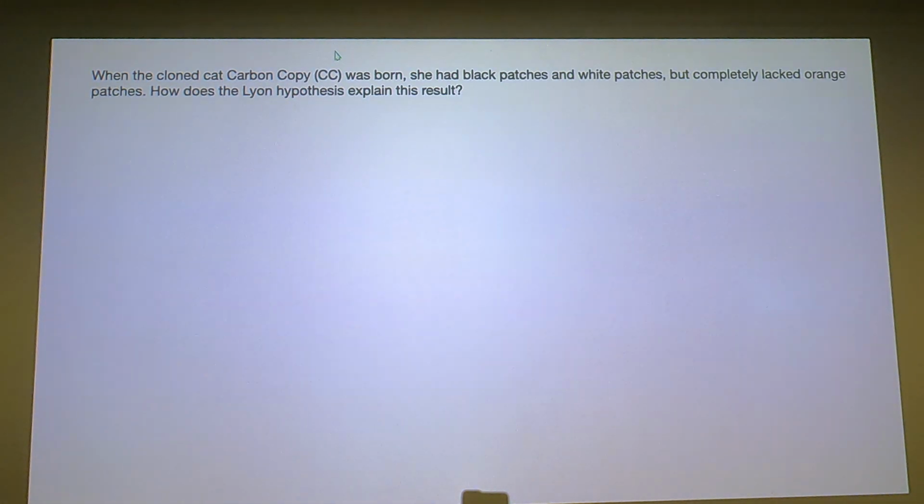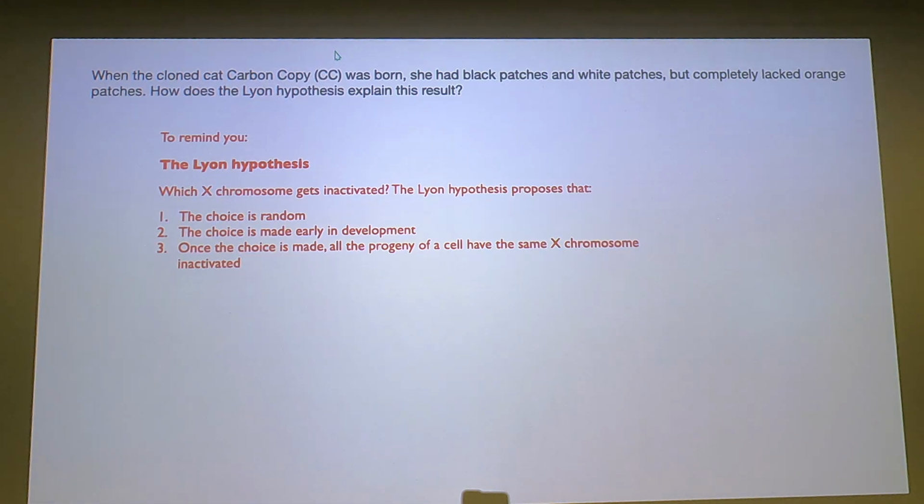So here, I'll give you a quick reminder. So there's the Lyon hypothesis. So you got 2 X chromosomes in a female. The Lyon hypothesis proposes that which one gets inactivated is random. Just flip a coin, see which one gets inactivated. And the choice is made early in development. And once the choice is made, all the progeny of that cell have the same X chromosome inactivated. So now, can you explain this result, how a Calico Cat, when cloned, produced a black cat?